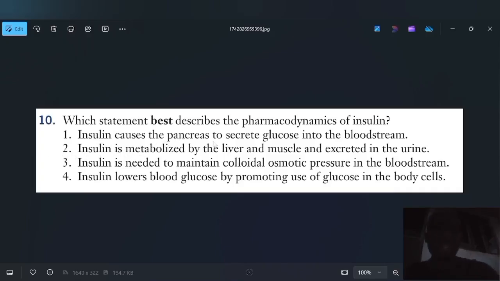Number 2, insulin is metabolized by the liver and muscle and excreted in the urine. That was the pharmacokinetics. Insulin is needed to maintain colloidal osmotic pressure in the bloodstream. No, it doesn't do this. It's the albumin that's produced, which is secreted by the liver that does this. Alright, so the best answer right here was number 4.